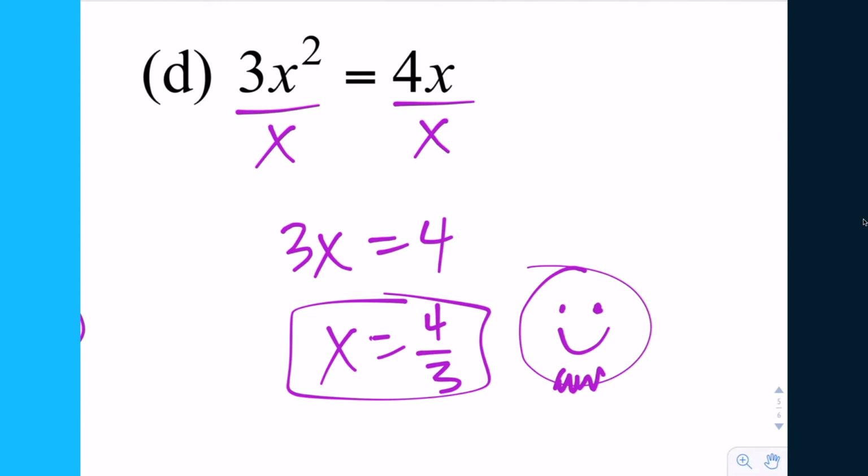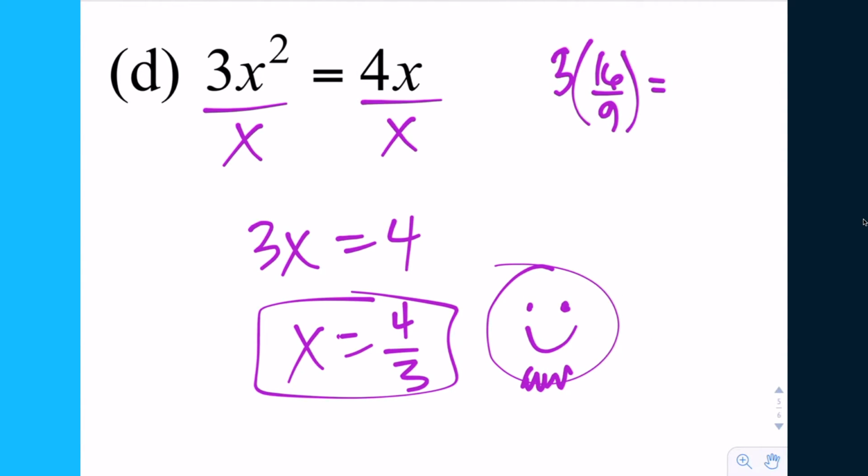4/3 squared is 16/9. Let's write that out here. That's 3 times 16/9. Does that equal 4 times 4/3? Well, that's going to be 16/3. And, of course, 3/9 is a third. So, yes, 16/3 equals 16/3. Yep, so 4/3 is definitely an answer.